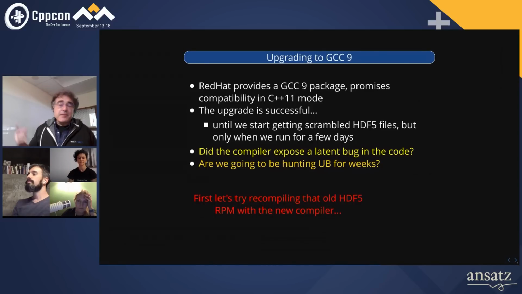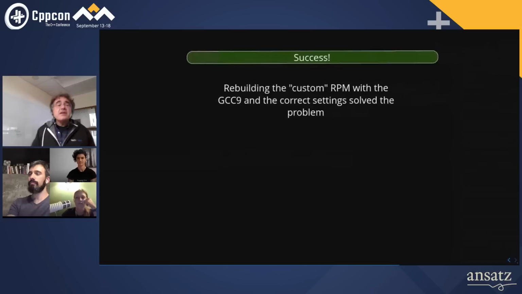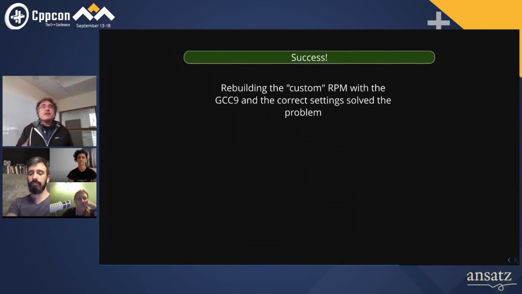Well, I decided, because I had heard Titus's talk, to be a coward and say, well, let's just try recompiling that old HDF5 RPM with our new compiler to see what happens and hope it fixes things and hope we don't have to spend months tracking this down. Now, that actually worked. Rebuilding the custom RPM with a new compiler and some correct settings, that's a point, that solved the problem. Everything's fine now.